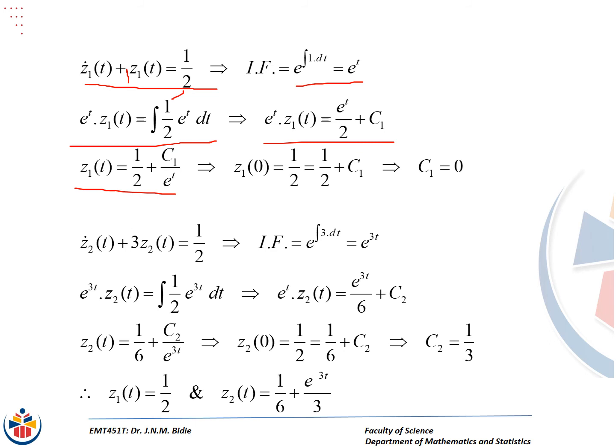Now remember that we have our initial conditions that we've calculated. They were half and half. It means Z1 of 0 was equal to half. So what do you do? Into your Z1, wherever there is t, substitute 0. That is why we get on the right-hand side half plus c1. And this gives us that c1 is equal to 0.